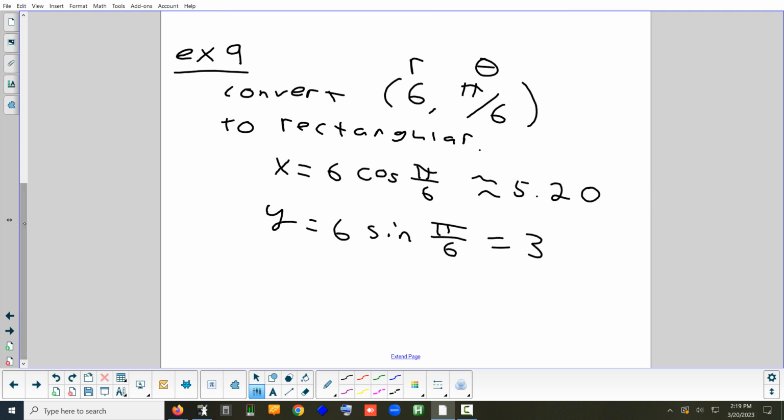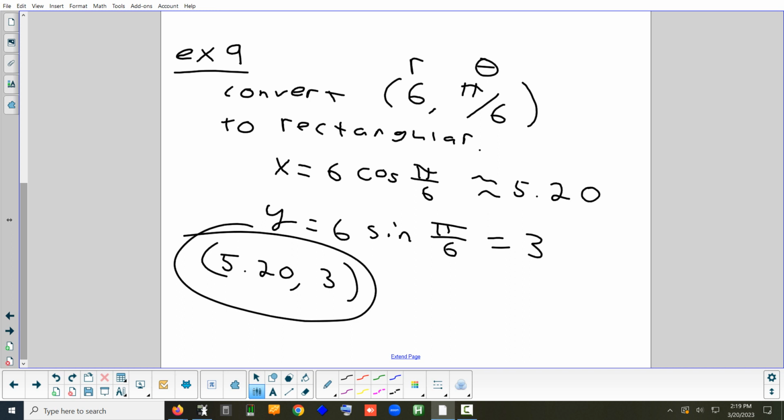So, final answer would be 5.20, comma, 3. And I can actually check it doing something on the smartboard you can't really do on your notebook. So let's see if we can check it.